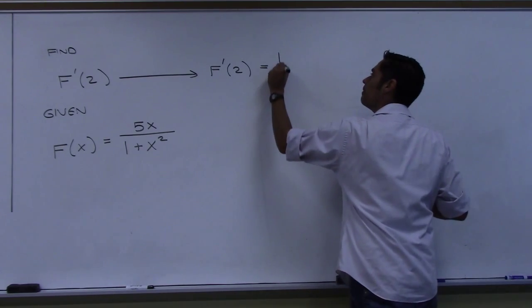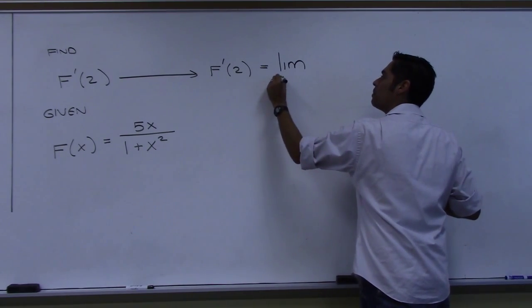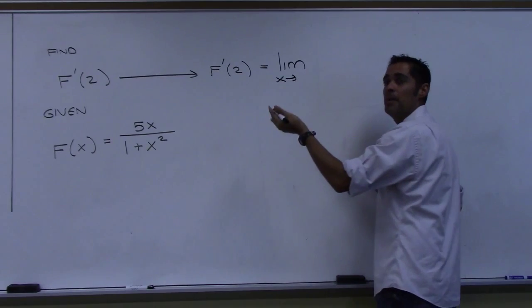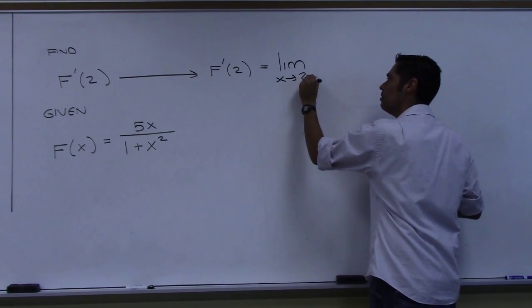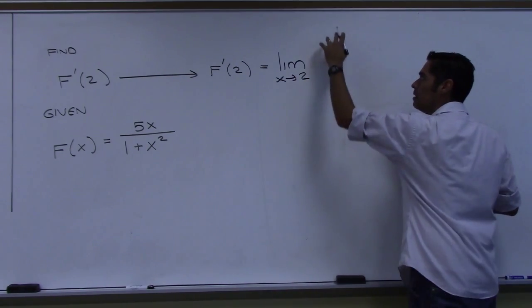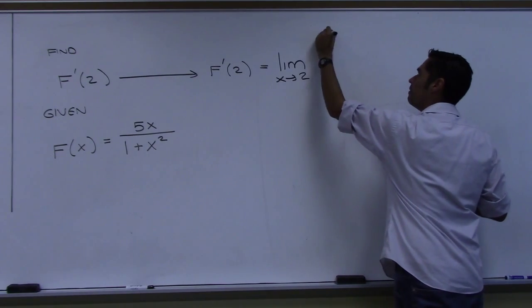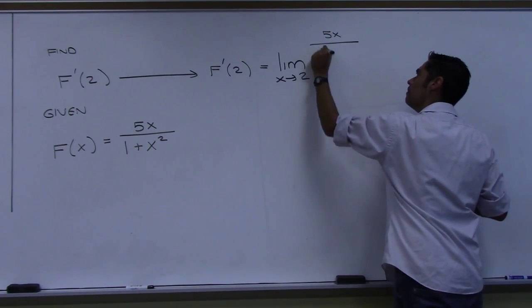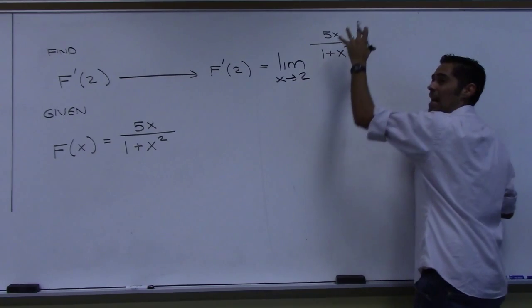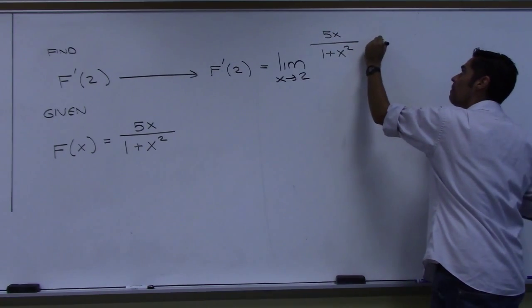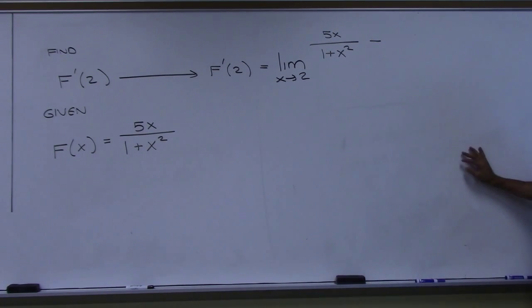Okay, limit x approaches a, but a for us is 2, of so that's your f of x minus what's f of a?